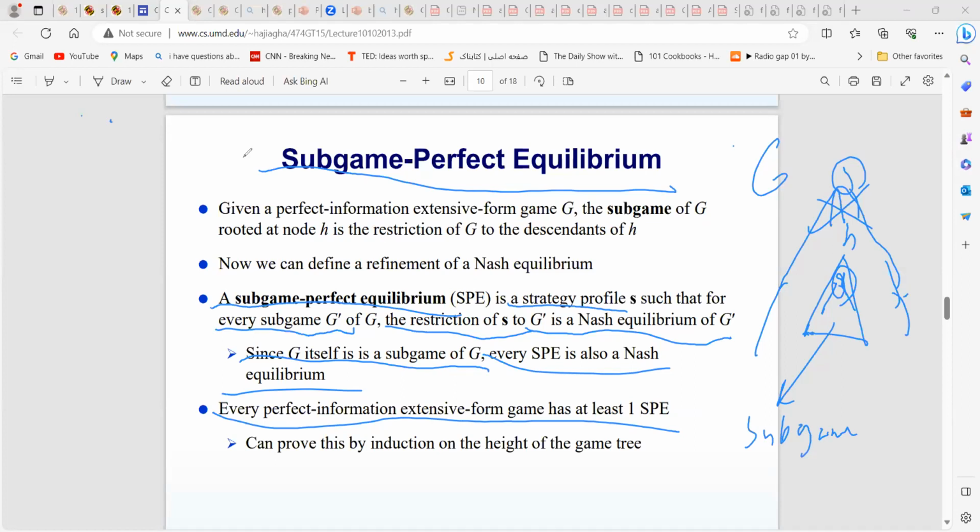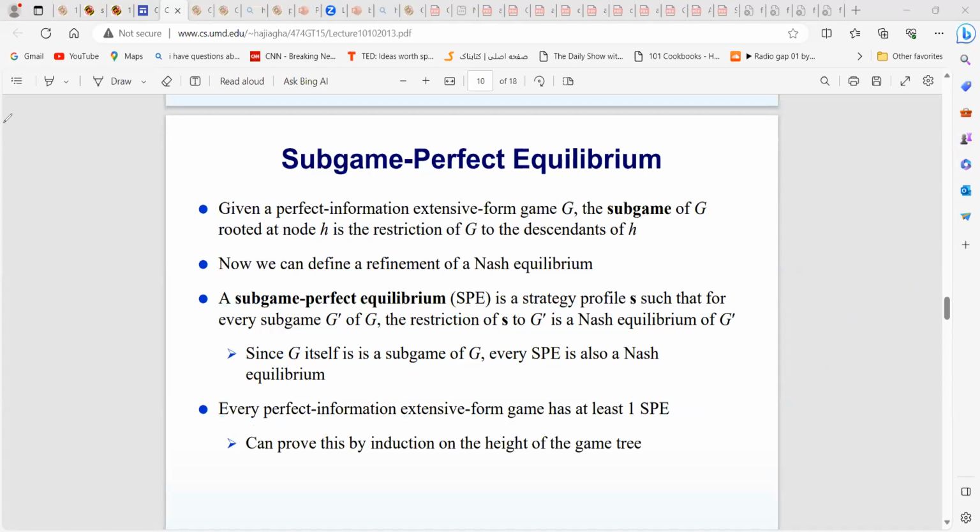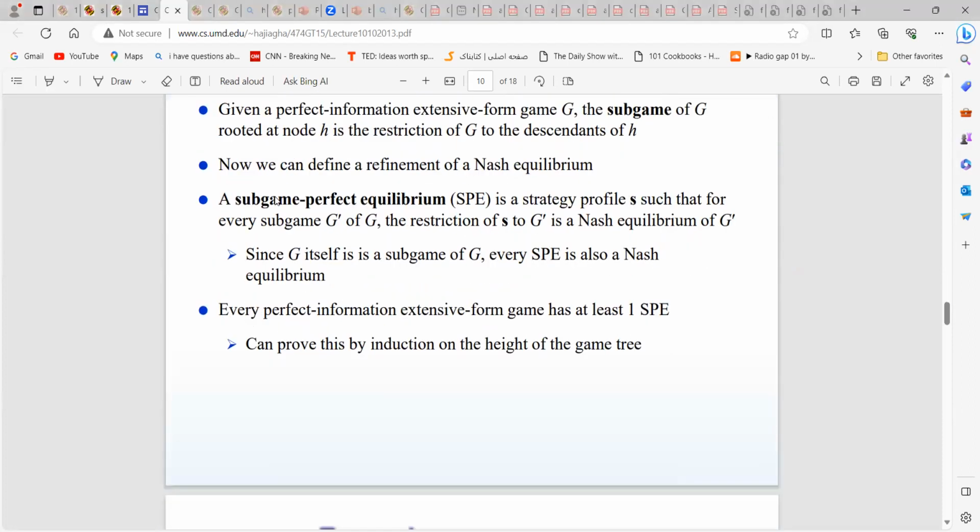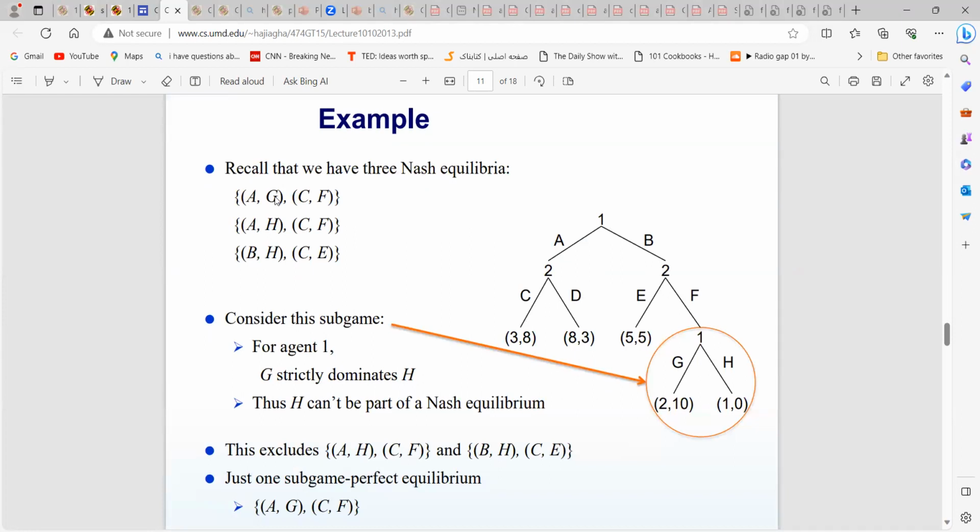Good. Now let's see how we can do it. First I'm giving an example, and then we will write a program to obtain it. By the way, here we are proving that each game has one SPE, and as I mentioned, SPE is a special case of pure Nash equilibrium. So the theorem that we mentioned originally, that every extensive form game has a pure Nash equilibrium, will be proved the way that we are proving this. But let's see what happens with some examples before going to the actual formalism through a program.